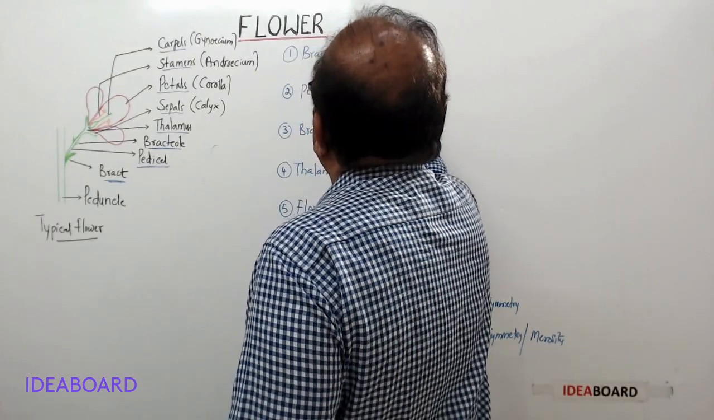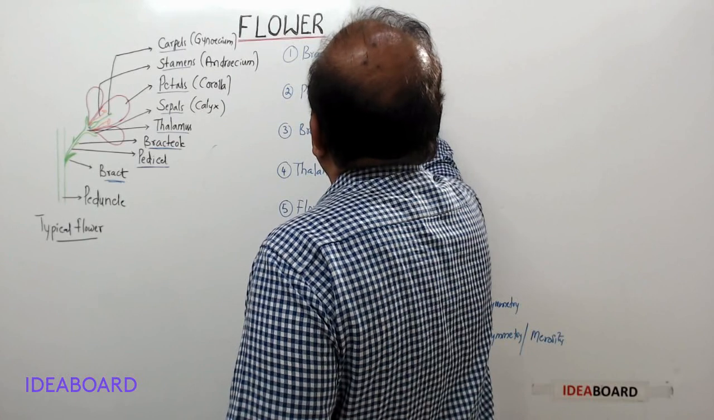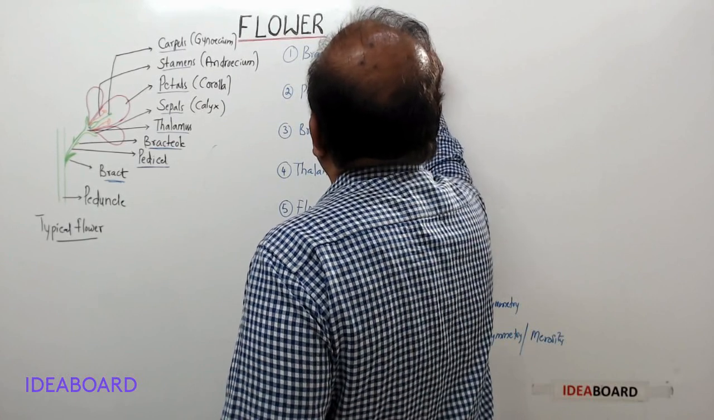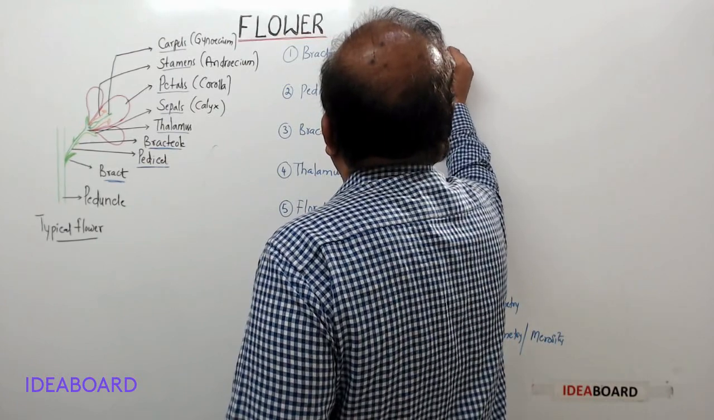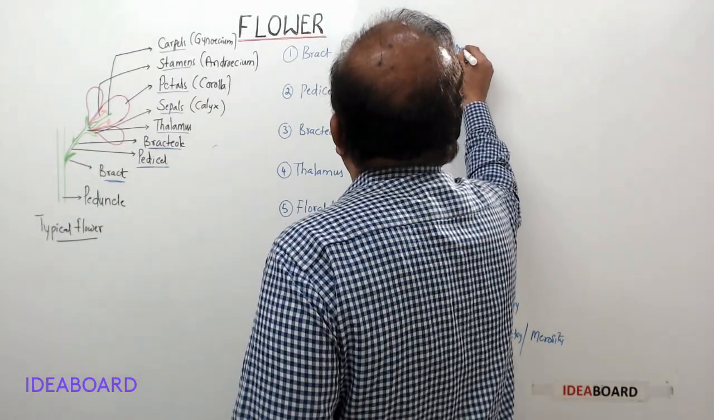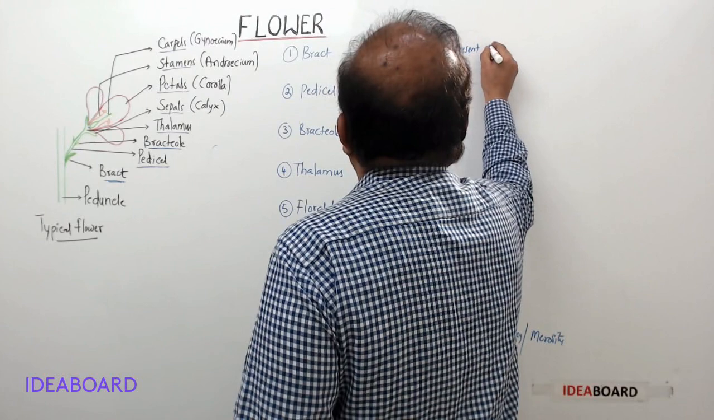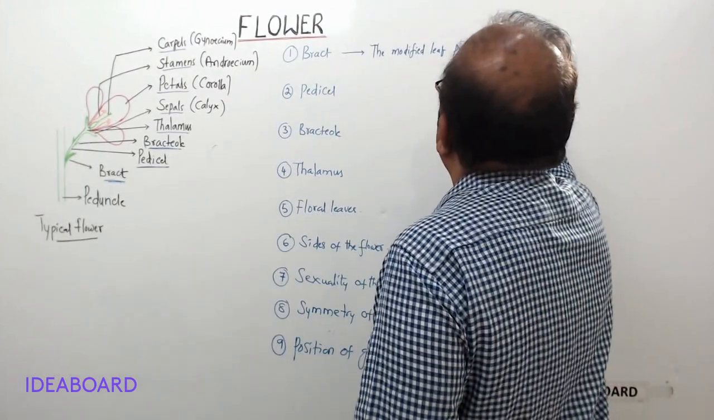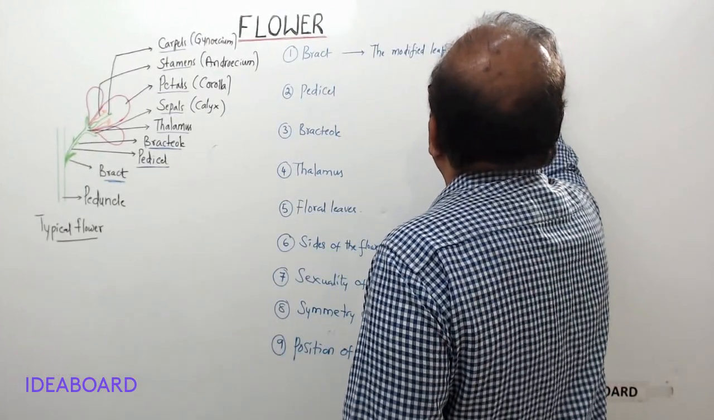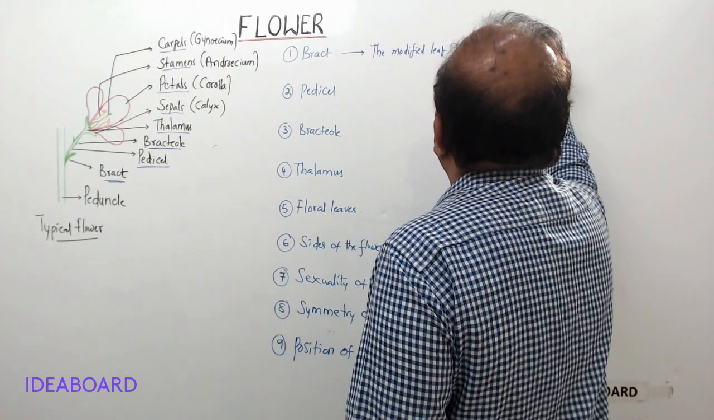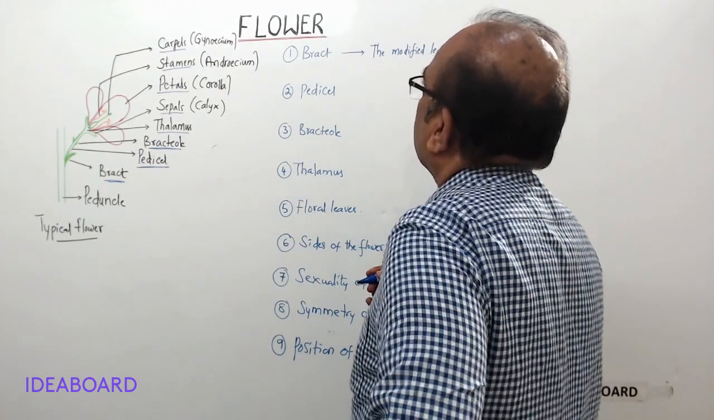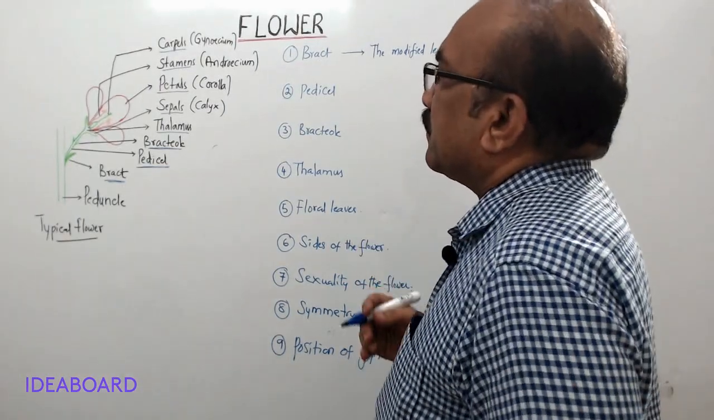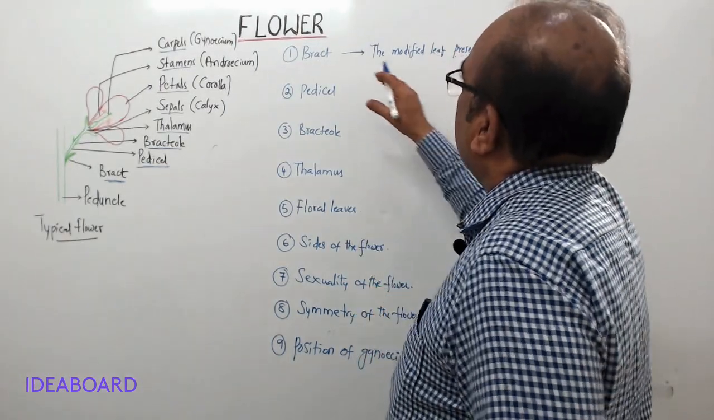The modified leaf present on the peduncle. What is peduncle? The axis of the inflorescence. The peduncle is called, okay, bract.